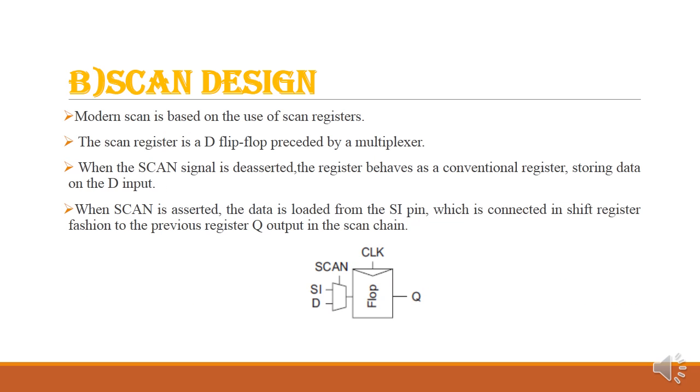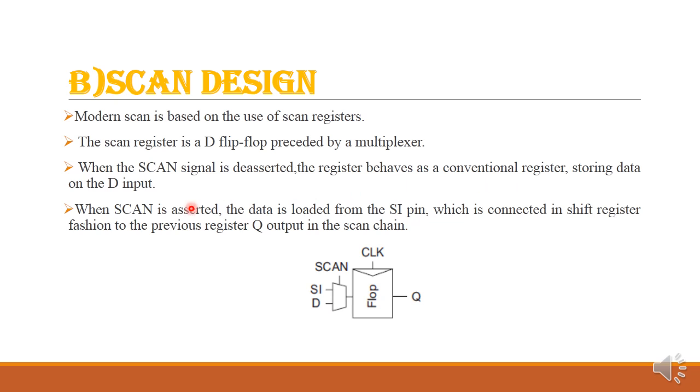So modern scan is based on the use of scan registers. The scan register consists of a D flip-flop preceded by a multiplexer. That means a multiplexer followed by a D flip-flop. When the scan signal is deasserted, that means if the scan signal is equal to 0, then the register behaves as a conventional register. That means it is in normal mode, storing the data on the D input.